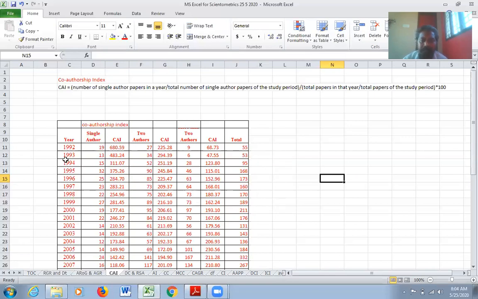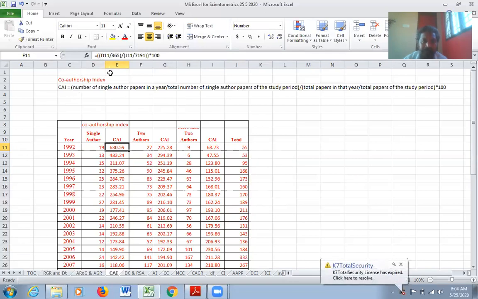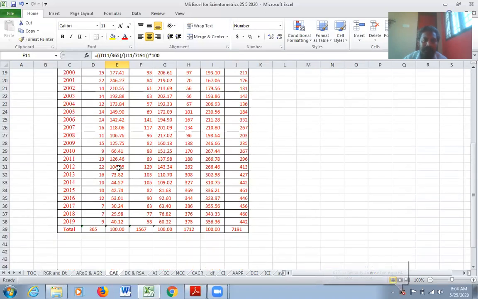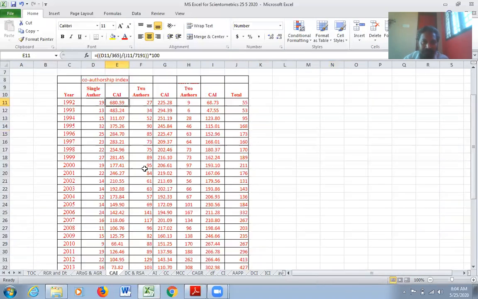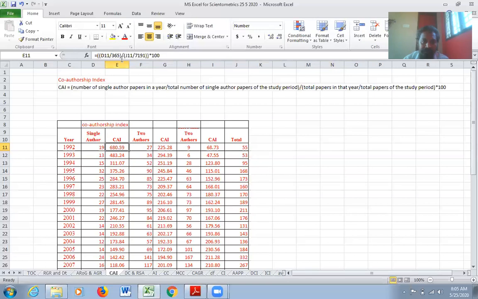For example, let me take this singular publications, and the formula says that number of singular papers in a year. So in 1992, how many papers are there? D11, that is 19 papers are there, divided by total number of singular papers in the study period. So during the whole study period, how many singular publications are there? 365 are there. So D11 divided by 365, you get some answer. Divided by total papers in that period. In that period means 1992. How many total? It comes to 55.